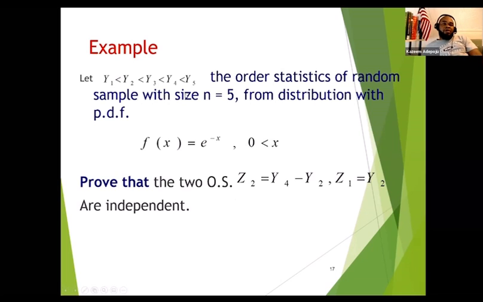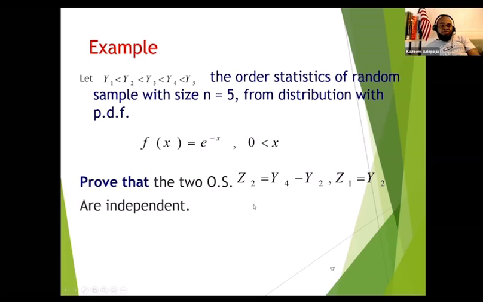Now you are given another question, and you have f of x equal to exponential raised to the power minus x, and they ask you to prove that the two other statistics, the z2 and the z1, are independent. The z2 is actually the difference between y4 and y2, and the z1 is equal to y2.